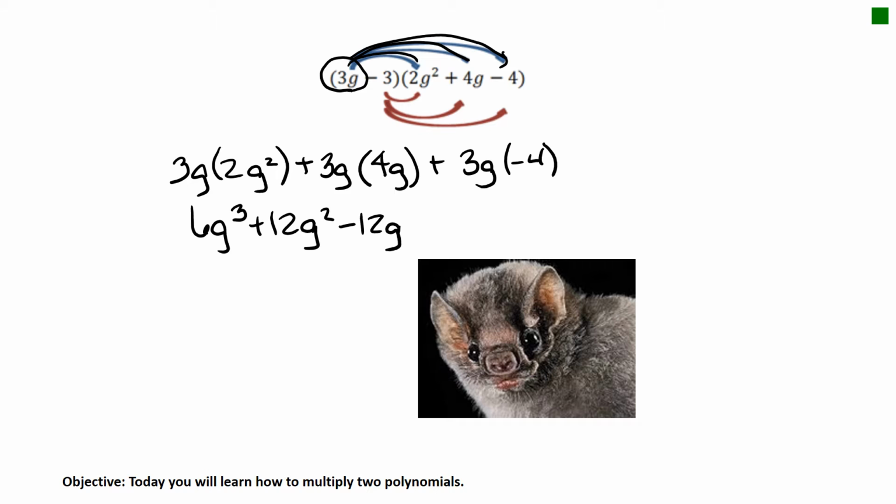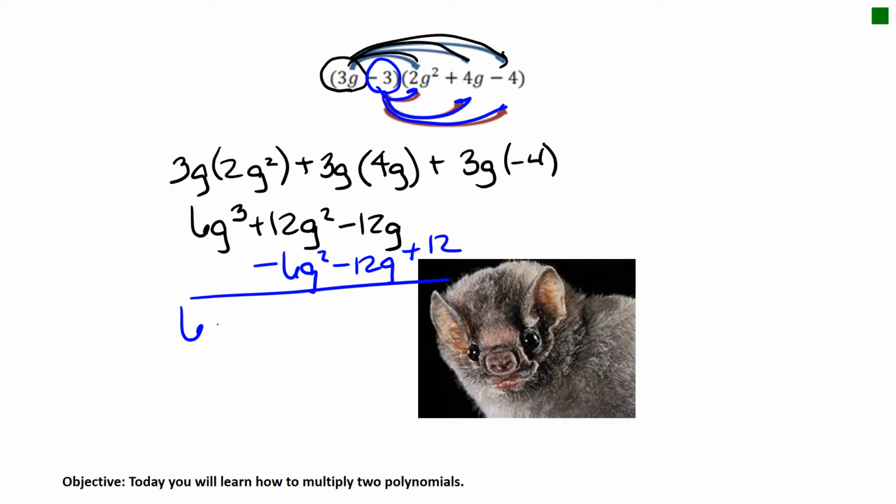Okay, this bat's kind of in my way, but we're going to make it work. Now we're going to take this negative 3. Negative 3 times 2G squared is negative 6G squared, so I can just put it right there underneath it. Negative 3 times 4 is negative 12G, and negative 3 times negative 4 is positive 12. So when I add it up, I have 6G to the third. 12 minus 6 is a positive 6, that's the G squared. Negative 12 minus 12 is negative 24G. And then there's that plus 12 sitting on the end.